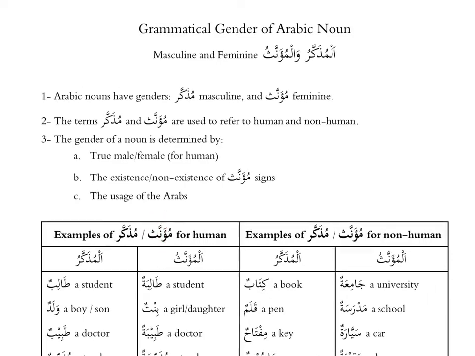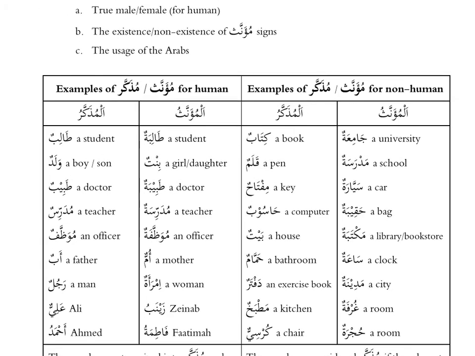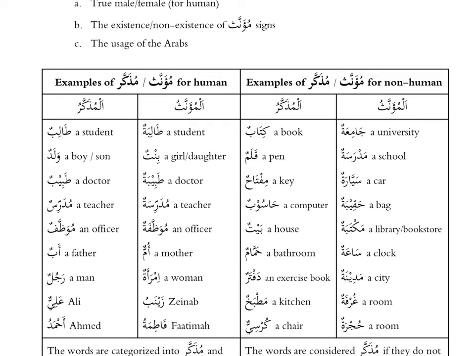Now, let us look at some examples. Some examples for muzakkar and mu'annath, for both human and also for non-human objects. Firstly, we look at the examples of muzakkar and mu'annath for human. Here I have two columns, muzakkar words and mu'annath words. For example, the first word, talib, a student. Of course, talib is referring to a male student. Therefore, we say this is a muzakkar word.